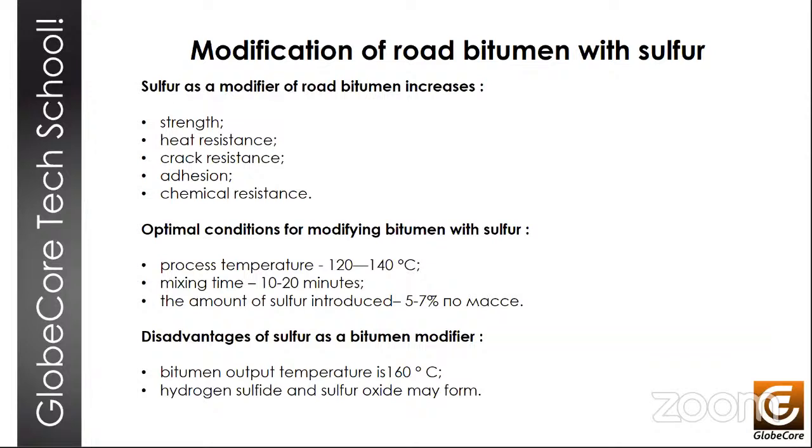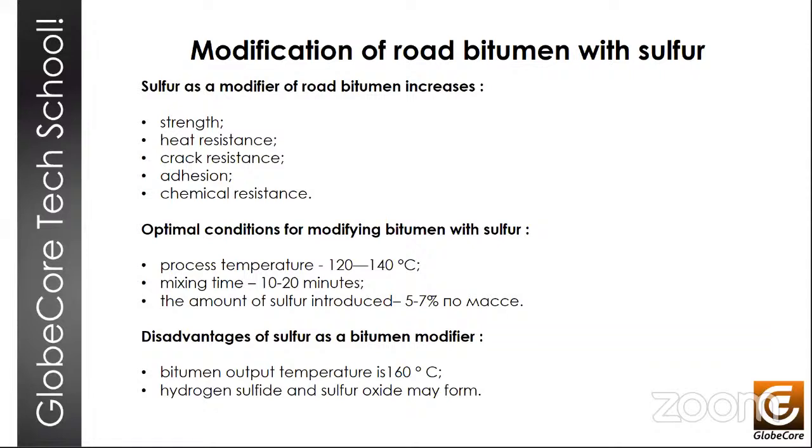So the modification significantly improves such indicators as extensibility, by 22% at 25°C and 40% at 0°C. It improves elasticity by 20% and also improves adhesion. So it's essential that the introduction of sulfur up to 7% of the mass reduces the brittleness temperature of bitumen by as much as 2 degrees, which affects the durability of the road surface.